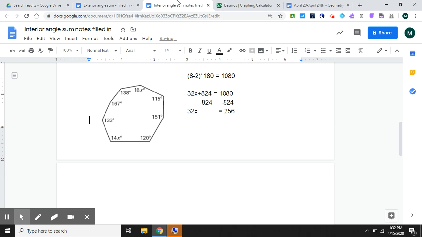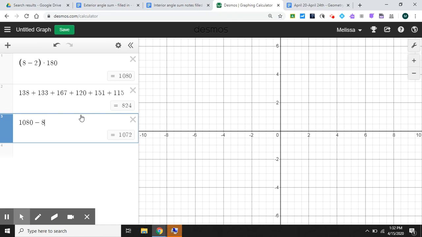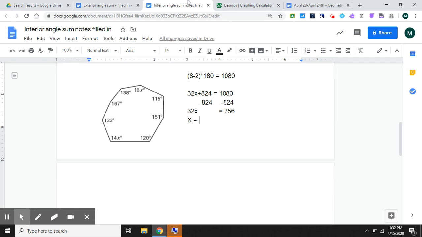And then my final step is I want to divide both sides by 32. So I get x equals, and so 32x divided by 32 is x, 256 divided by 32 is 8. So in this case, x is going to be equal to 8.